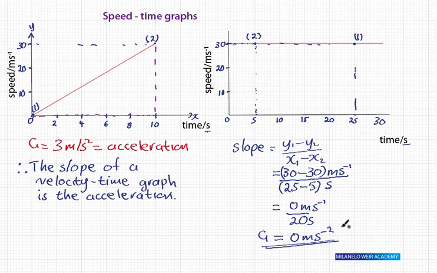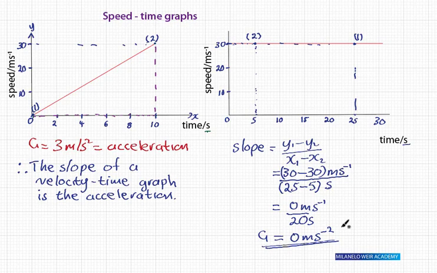This acceleration is 0. What is acceleration? Acceleration is the increase in velocity or the decrease in velocity per unit time. This basically is the change in velocity per unit time. So that means the velocity is not changing. When the velocity is not changing, when the speed is not changing, there are two possibilities. Either the object is at rest or the object is moving at a constant speed.